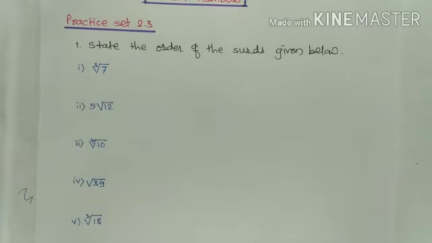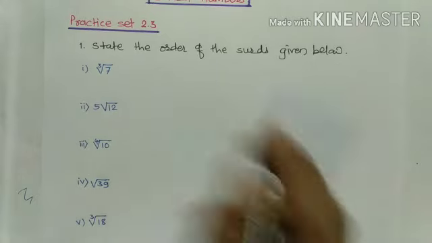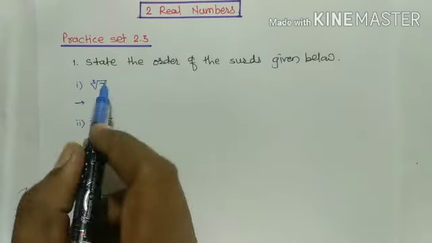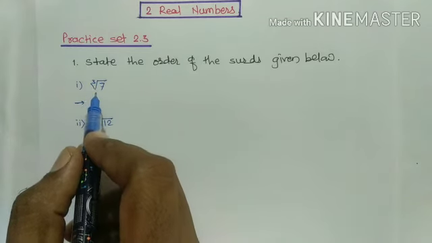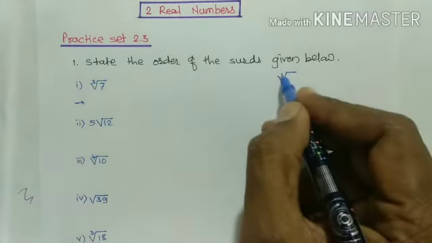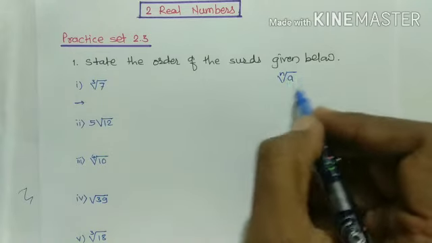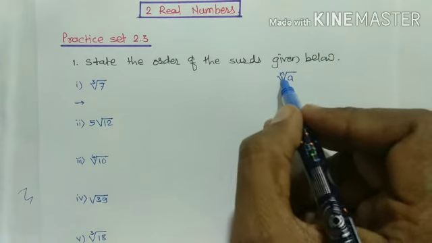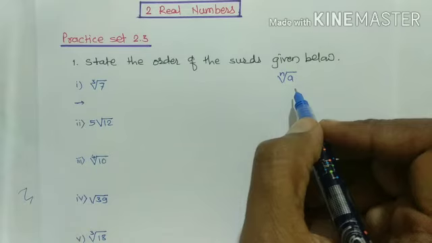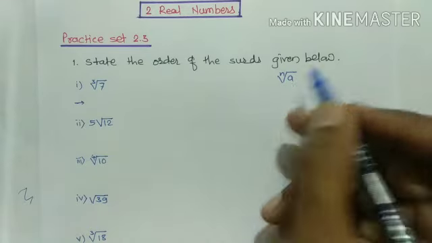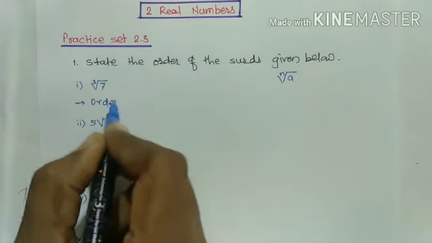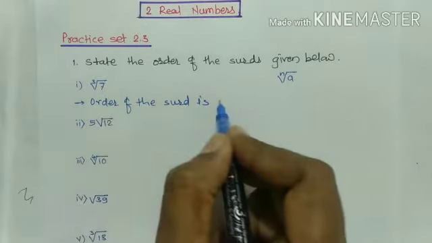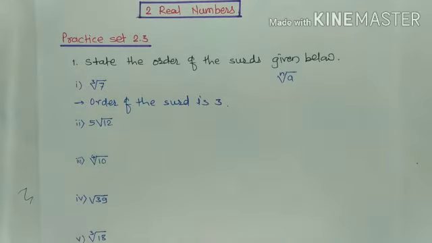Here, the first question is, state the order of the surds given below. अतिशय सोपा क्वेश्चन आहे पहा इथं. तर या प्रत्येक सर्डची ऑर्डर आपल्याला लिहायची आहे. आता ऑर्डर कशाला म्हणतो आपण, आताच आपण शिकलो की if this nth root of a is a surd or it is an irrational number, then this n is called the order of the surd. त्यावेळेस या n ला सर्डची ऑर्डर असं म्हणतात. Here the order of the surd is this 3. So here we write the answer. The order of the surd is 3.